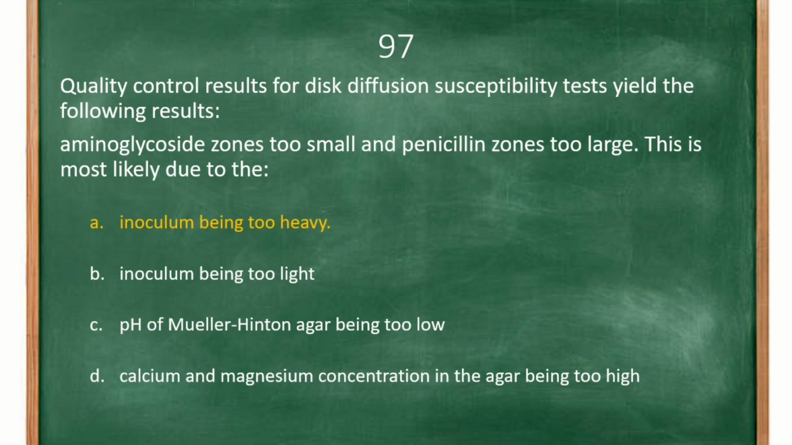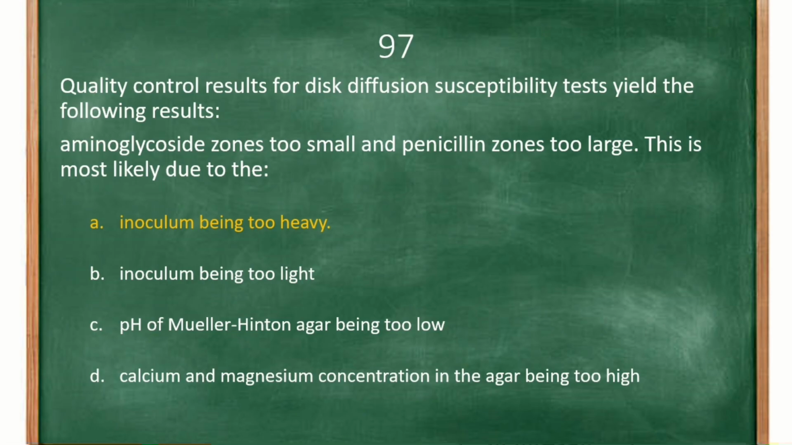If you look at option B, it says inoculum too light. An inoculum that is too light generally leads to a larger zone of inhibition for most antibiotics, because the bacterial density is low and the antibiotic's effect on it is more pronounced.